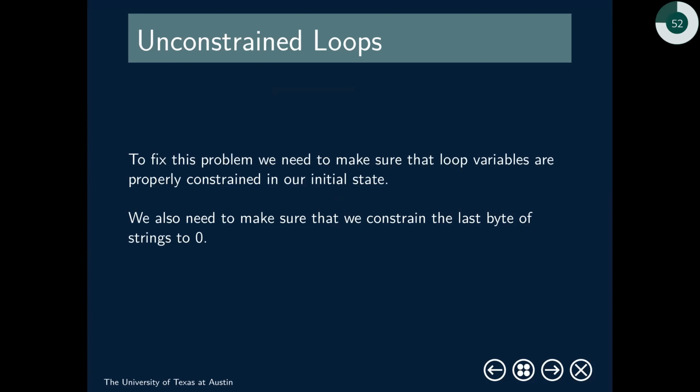And so how do we fix this? The main point is that we need to make sure that loop variables are properly constrained. In most cases, this just means that we need to find a max length that we want to pass for strings, and then constrain the final character at that max length to be 0. And that will prevent us from going over. We'll see an example of this in the demo as well.